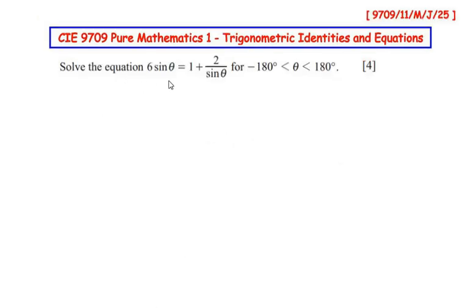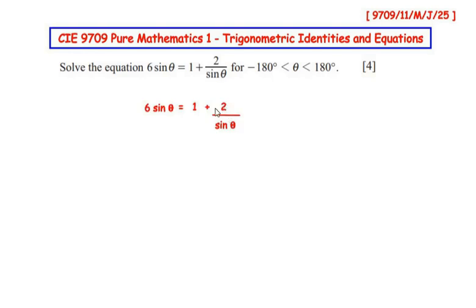Solve the equation 6 sine theta is equal to 1 plus 2 over sine theta for minus 180 degrees is less than theta is less than 180 degrees. So here we have to find out the values of theta that lie between the given range. So we have written the same question over here.